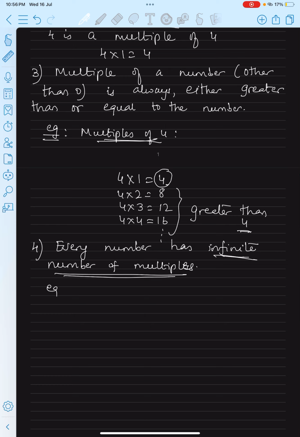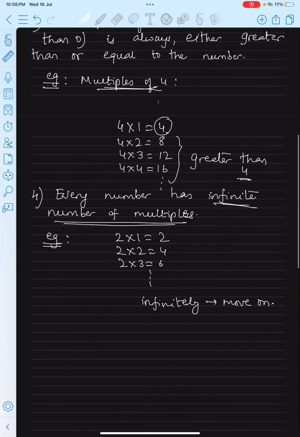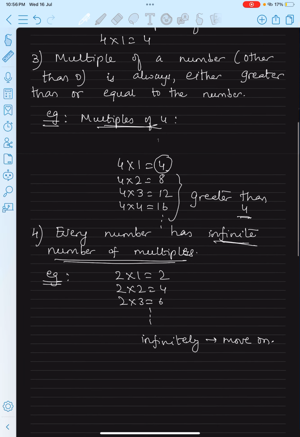Suppose if I take example of table of 2. 2 1s are 2, 2 2s are 4, 2 3s are 6, and so on. Do you know where will it stop? No. We can say that it will not stop, and infinitely we can move on. Okay, so it has got infinite number of multiples. Now these were the 4 points regarding the facts of multiples.